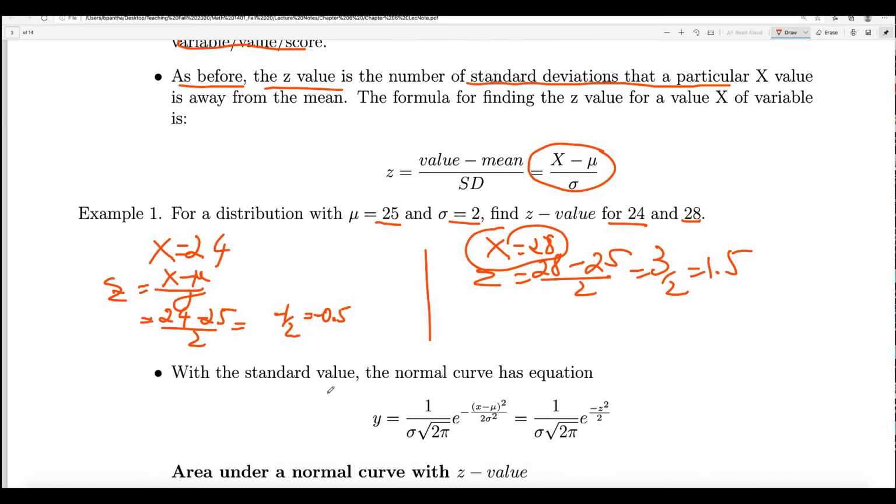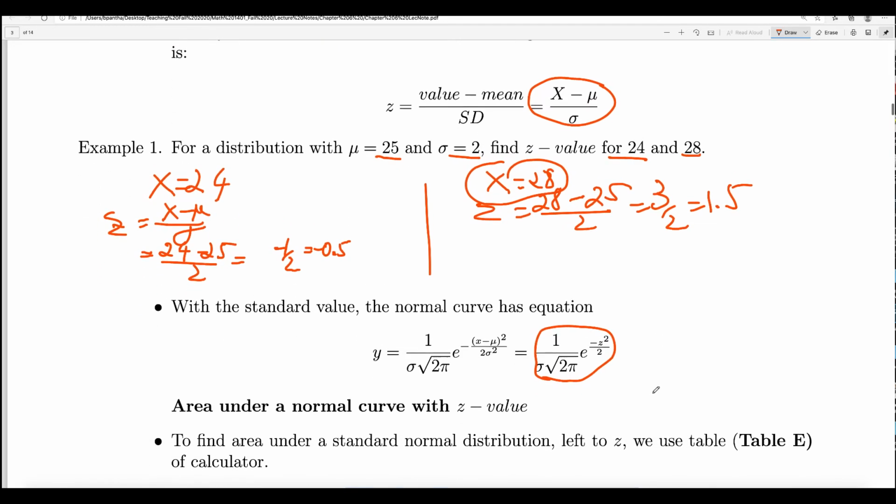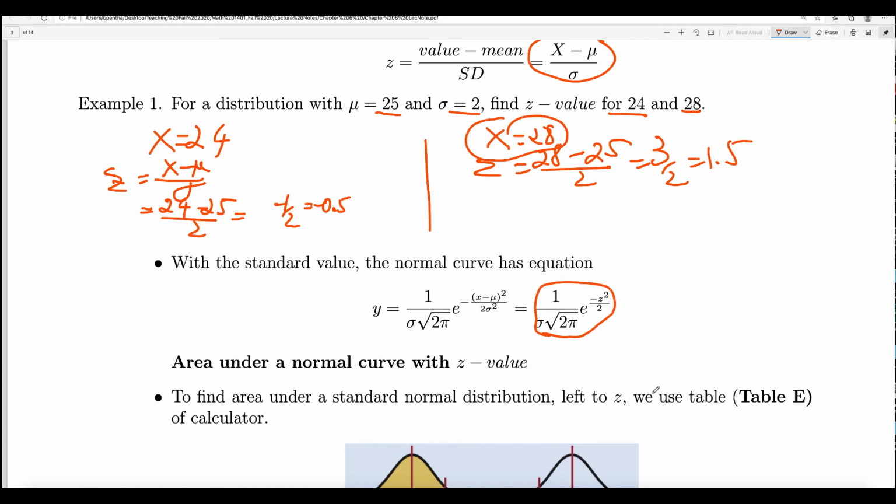With the standard score and the standard normal curve, the equation is x minus mu over sigma. If you do that, you will get this value. So y, the curve, will be 1 over sigma root 2 pi times e to the negative g squared over 2. This standard normal curve changes any normal distribution with any mean and standard deviation into a normal distribution with 0 mean and standard deviation 1. Again, this is not necessary for now.